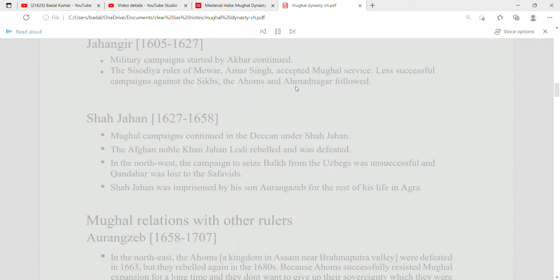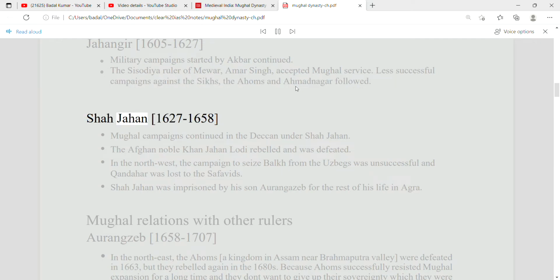Jahangir, 1605–1627. Military campaigns started by Akbar continued. The Sisodia ruler of Mewar, Amar Singh, accepted Mughal service. Less successful campaigns against the Sikhs, the Ahoms, and Ahmadnagar followed.